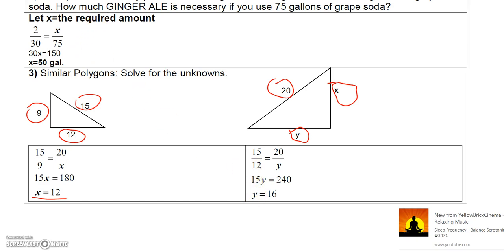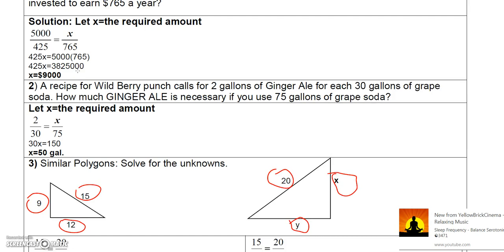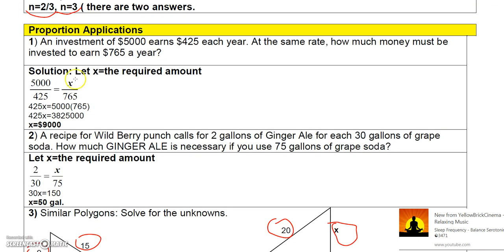Okay, so anyway, again, freeze the video if you need to, and then look these problems over and solve them. I've got one more section to cover.